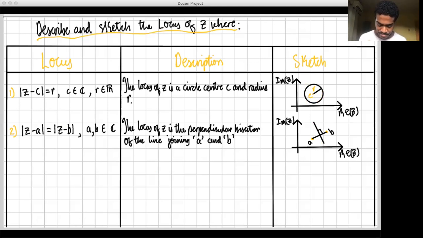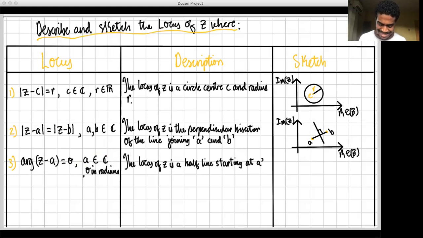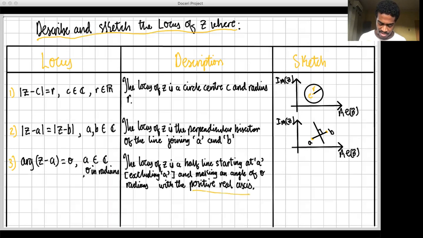And then the third locus that we need to look at, the argument of z minus A is equal to theta, where A is a complex number and theta is in radians. The locus of z is a half line starting at A, excluding A, and making an angle of theta radians with the positive real axis. So those things are very key to note.